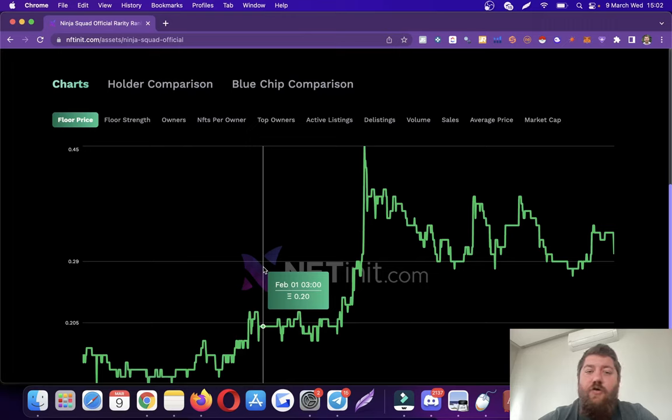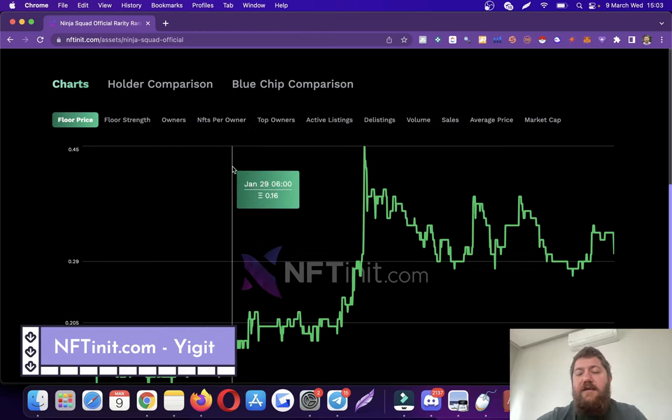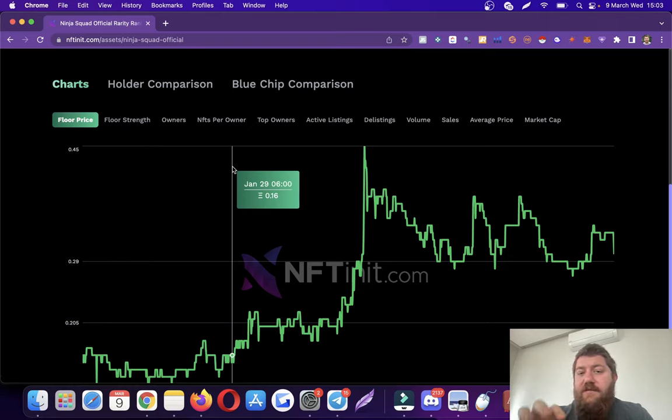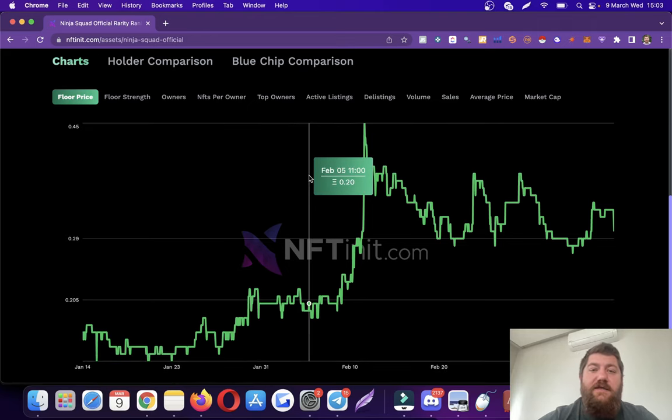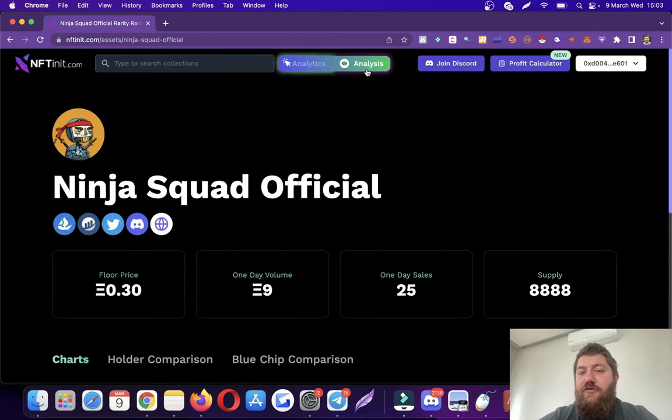Hey guys, I'm going to go over the wallet comparisons, holder analyses, and graphical charts that we have implemented on NFTinit.com. These are 100% free for now. We have implemented quite many graphics and comparisons in order to let you analyze NFTs in a more analytical way. You can access these features by switching to the analysis part.